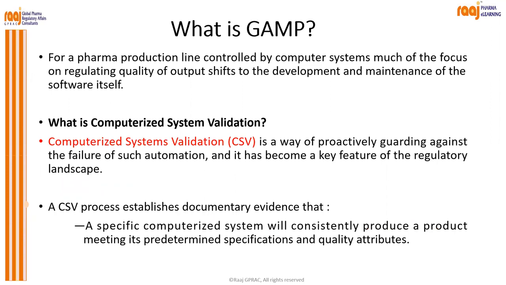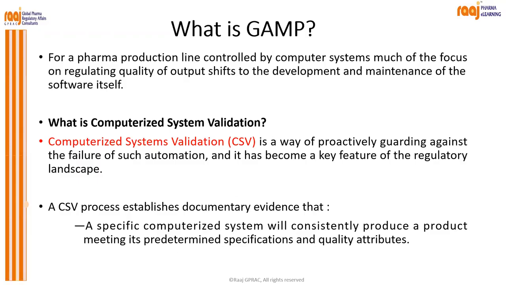So, for a pharma production line controlled by a computerized system, the focus on regulating quality of output shifts to the development and maintenance of the software itself. Nowadays, the pharmaceutical industry and other industries are using automated equipment or machinery which has a PCB. So when it comes to computerized systems or computerized control, you have to go for CSV, computer system validation. That becomes very important.